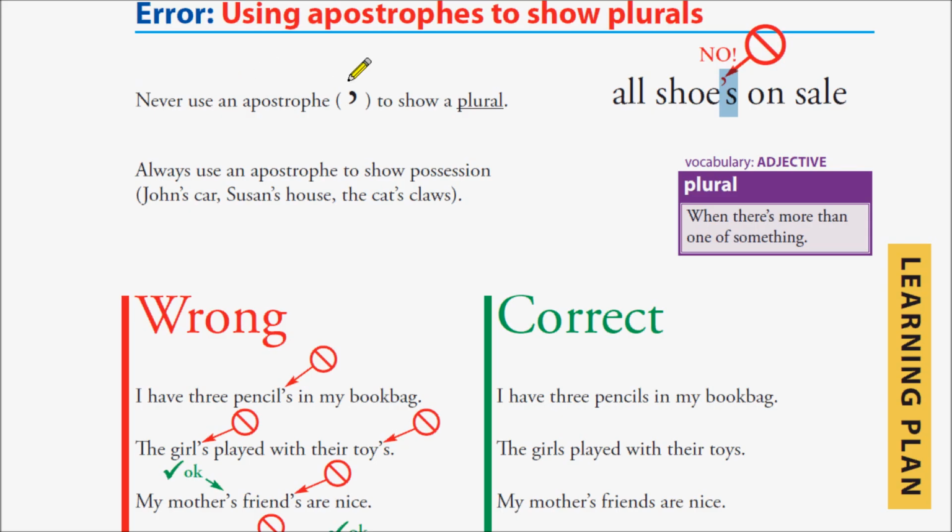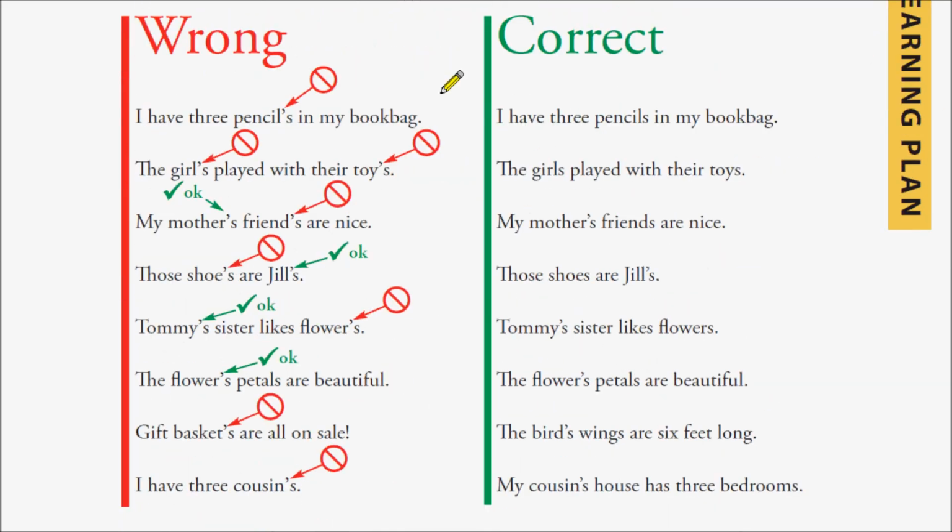You never use an apostrophe to show a plural. Well, almost never. Let's just say never. And a plural is when there's more than one of something. Now here are some examples, okay? I have 3 pencils in my book bags. There's no apostrophe here, because just because you have 3 pencils, you don't have to put an apostrophe, because nothing belongs to the pencils.